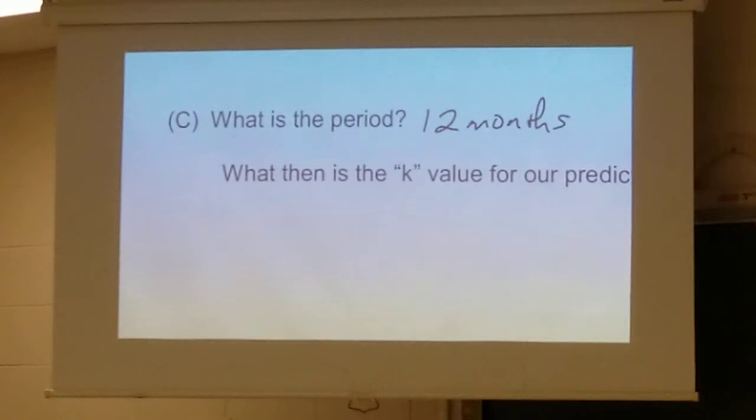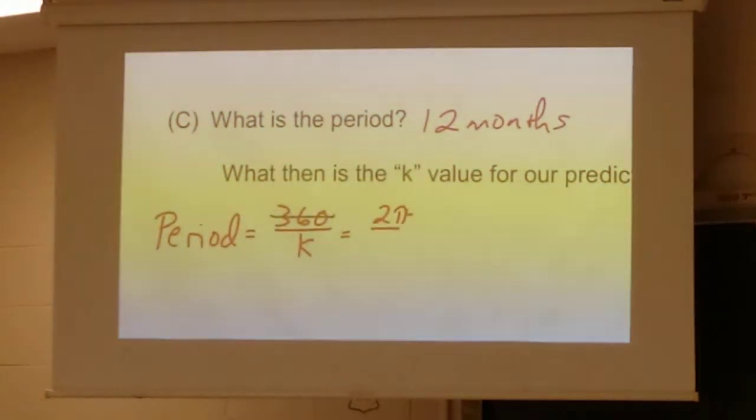Now, what I can do is find the K value using a formula that we have studied, 360 divided by K, but in radians. We're going to do this in radians because your calculator is going to do the same thing that we're doing right now in radians. So we can take this formula, do it in radians, and use 2 pi over K.